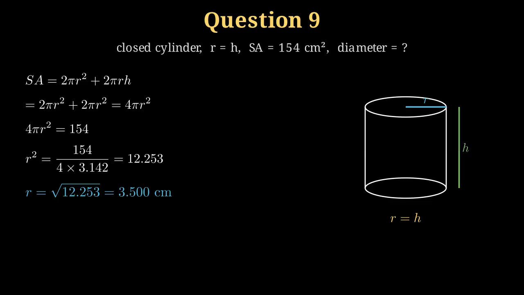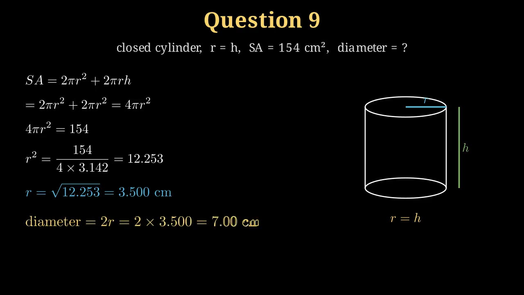To find r squared, we divide both sides by 4 pi. 4 times 3.142 is about 12.57, and 154 divided by that is 12.253. Taking the square root, r is 3.5 centimetres.